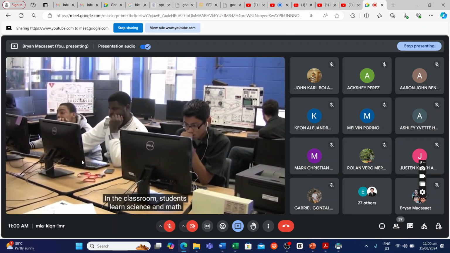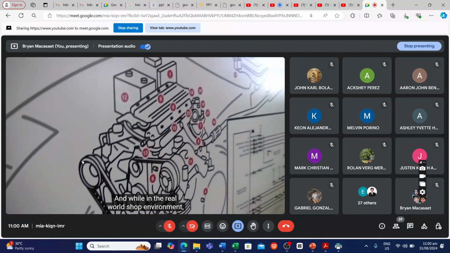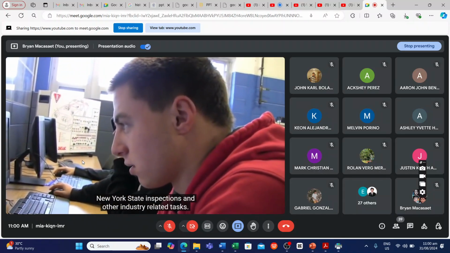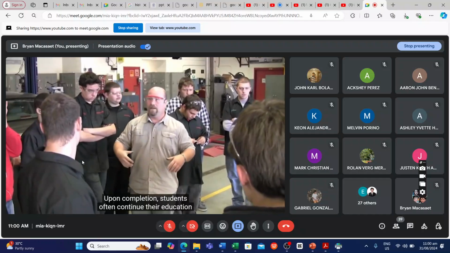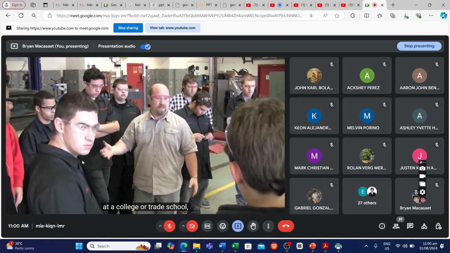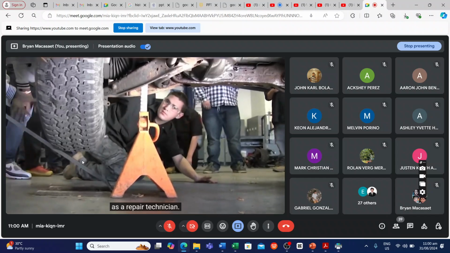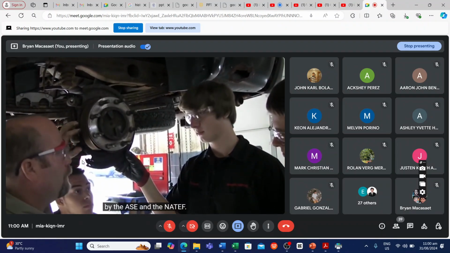In the classroom, students learn science and math that are relevant to the industry, and while in the real-world shop environment, students work on cars doing oil changes, New York State inspections, and other industry-related tasks. Upon completion, students often continue their education at a college or trade school or even enter the automotive industry as a repair technician. Through this program, students can become certified by the ASE and the NATEF.